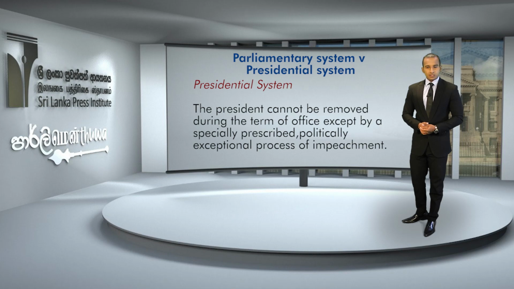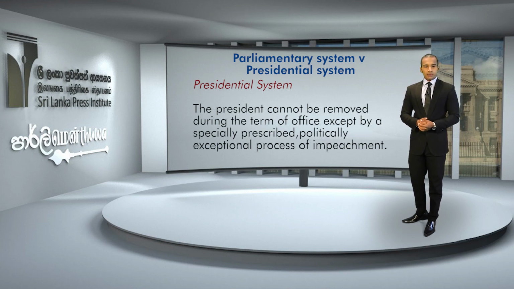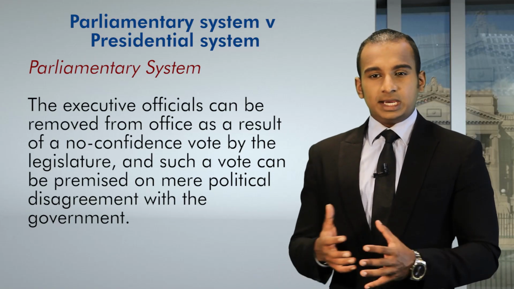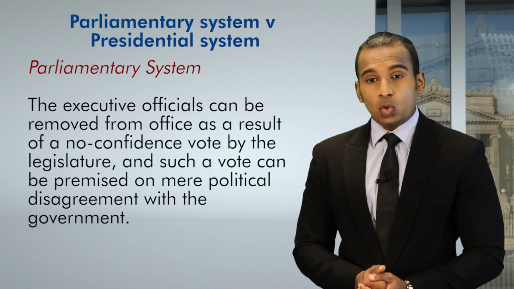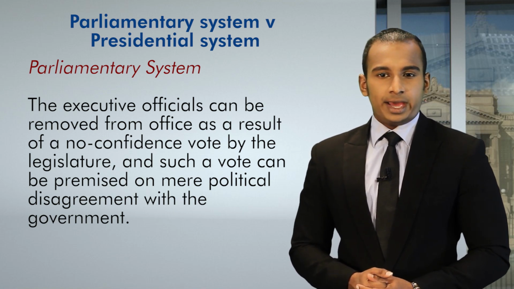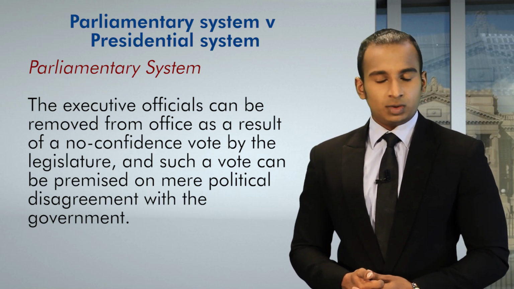Under a presidential system, the president cannot be removed during his term in office except by a specially prescribed, politically exceptional process of impeachment. However, under a parliamentary system, the executive officials can be removed from office as a result of a no-confidence vote by the legislature, and such a vote can be premised on mere political disagreement with the government.